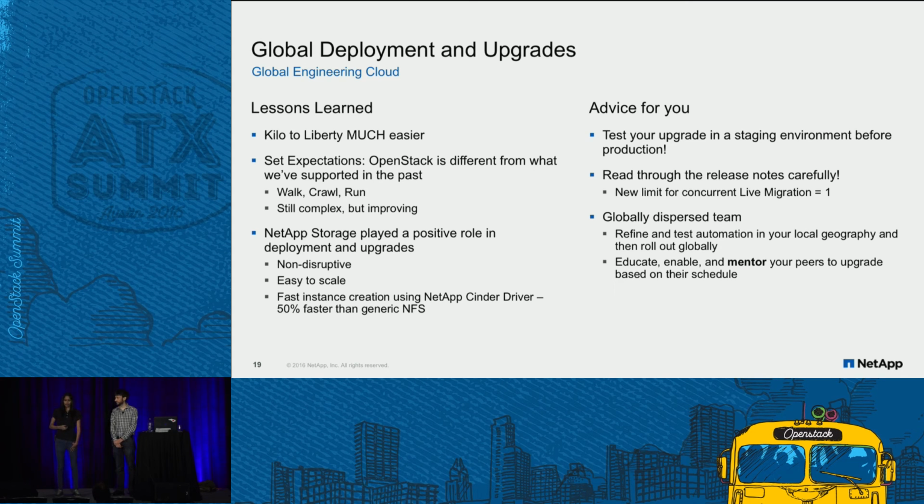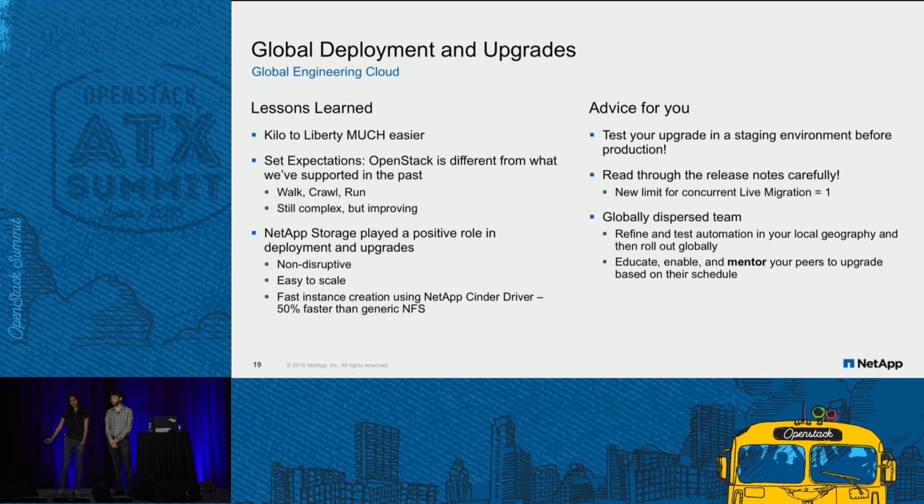Also, read through the release notes carefully. We missed this a bit while doing an upgrade to the Liberty release. There was a new parameter added that limited the number of concurrent live migrations in an environment, and by default it was set to 1. So this can really bog down your upgrade times, and you should really know about these parameters before you do your upgrades.